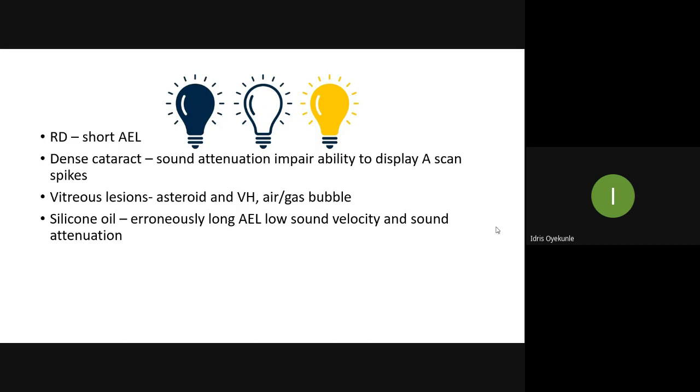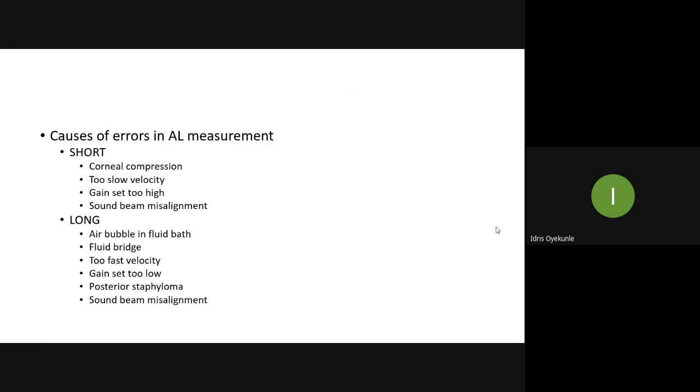Also, silicone oil erroneously elongates the eye because there's sound attenuation, and as sound passes through silicone oil, there's low velocity, and so this gives a falsely long axial length. So you have to be careful. So these are the processes of axial length errors, short and long axial length measurement errors.